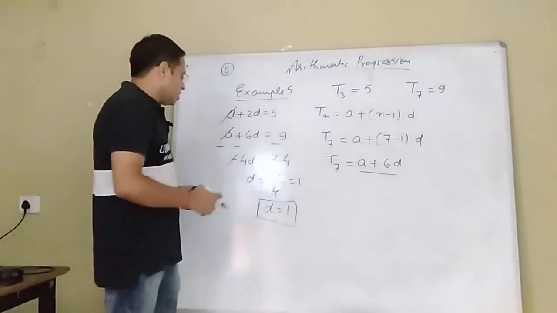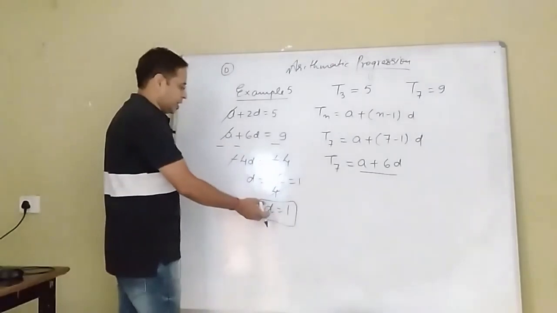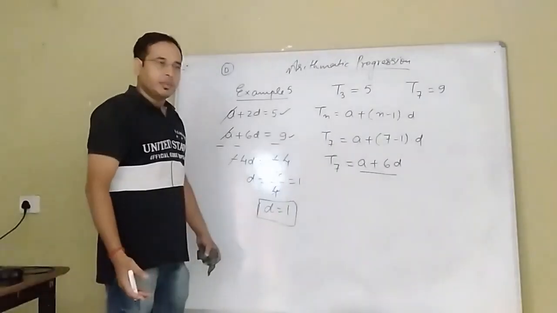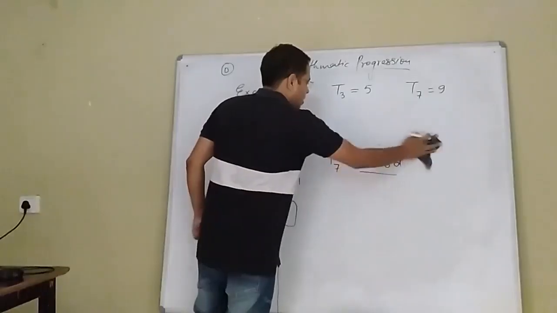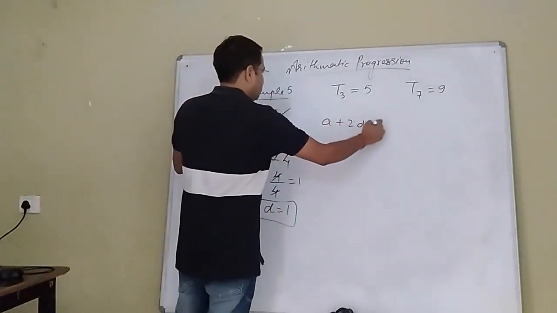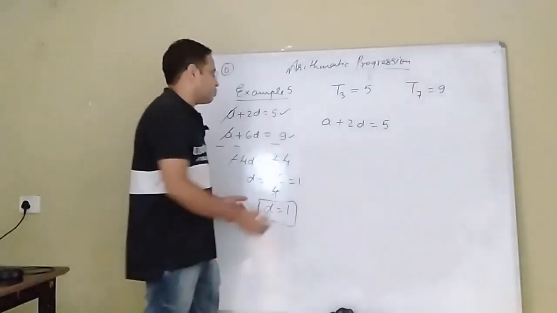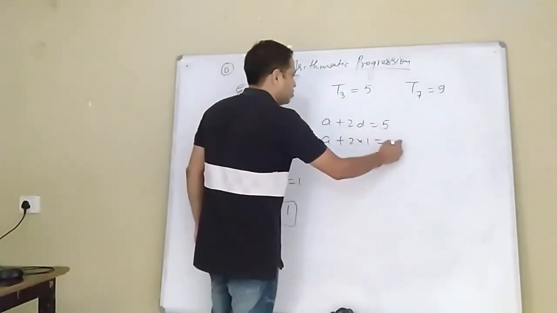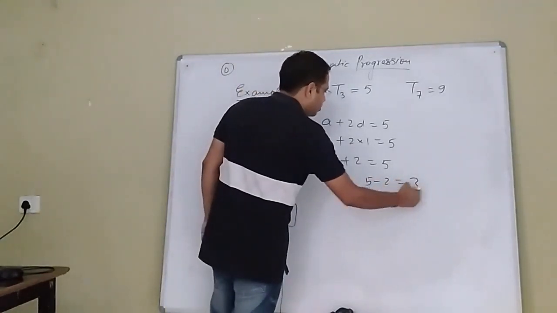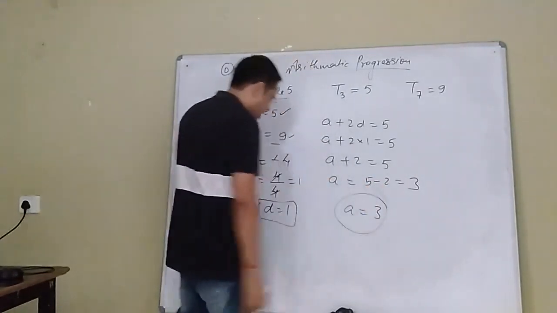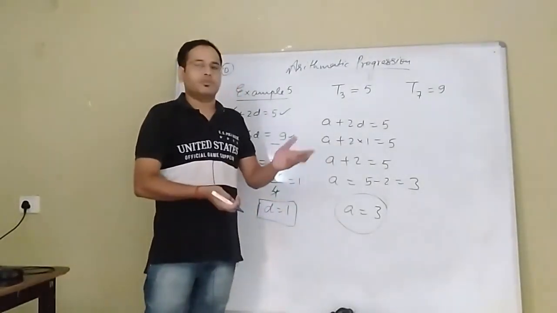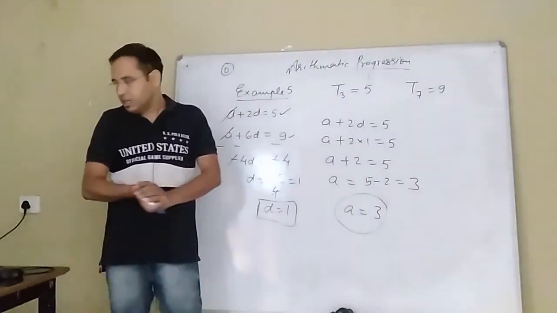Now let's see. To get the value of A, है ना? A find करना है. तो D is equals to 1 रख दो. Either in this equation or in this equation to get the value of A. चलो. If I put D equals to 1 here, so A plus 2D equals to 5, and the value of D I have to put 1. So A plus 2 into 1 equals to 5. A plus 2 equals to 5. A equals to 5 minus 2 equals to 3. Therefore, the value of A is 3 and the value of D is 1. So we have got D is equals to 1 and A is equals to 3. That's what we need to find out. The value of A and D. Okay.